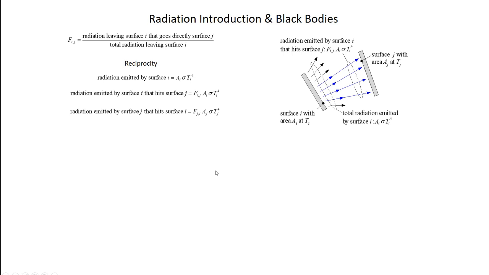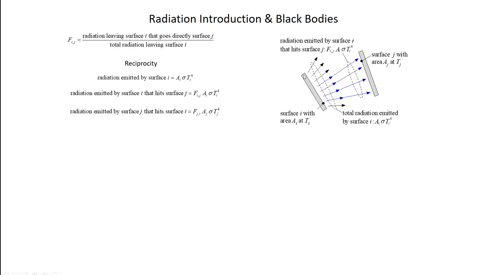The other one that is really handy is called reciprocity. Reciprocity, I think, is less intuitive where it comes from, and the derivation of reciprocity also leads nicely into our fundamental formula for how black bodies exchange radiation. So let's go through that derivation carefully. Reciprocity you get by thinking about two surfaces. We'll call these I and J.